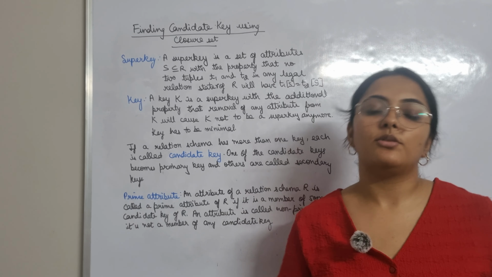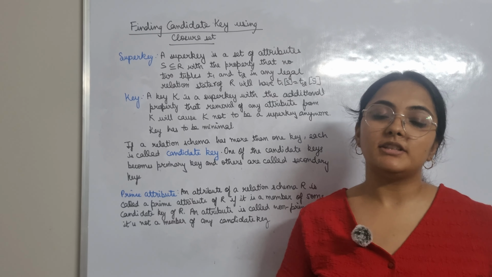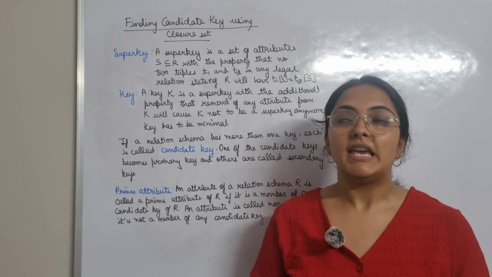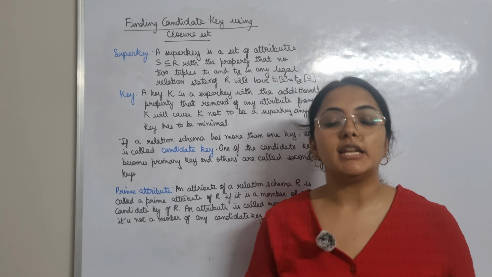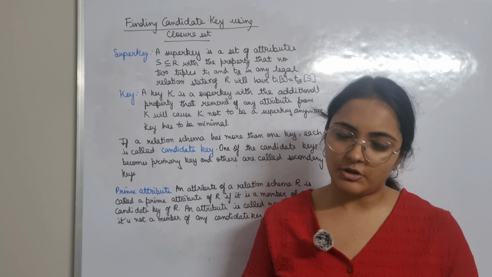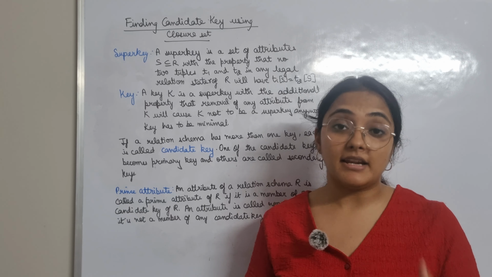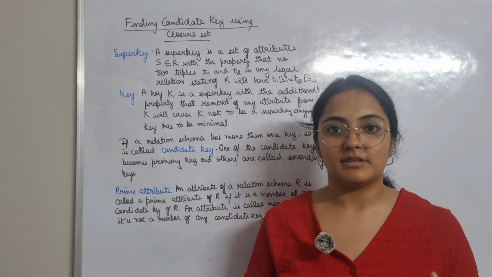Hello everyone. So in the last video we talked about the closure set of attributes and we discussed how closure set of attributes can be used to find out additional functional dependencies in the relation schema. In this video we are going to talk about another application of closure set of attributes, which is used to find out the candidate key or super key of the relation schema.